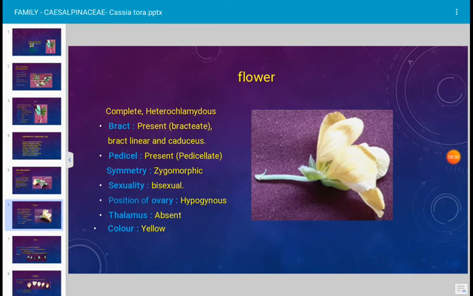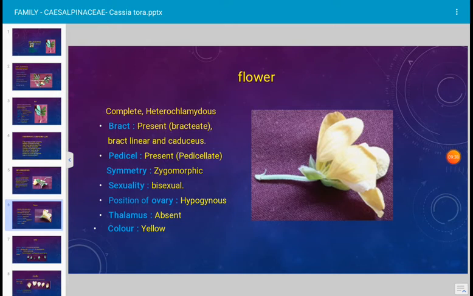And the flower symmetry is not regular. When you divide this flower, two equal parts are not formed. Therefore it is a zygomorphic flower. And sexuality is bisexual. Why is it bisexual? Because androecium, the male part of the flower, and gynoecium, the female part of the flower, are both present in the flower. Such a flower is described as hermaphrodite or bisexual.